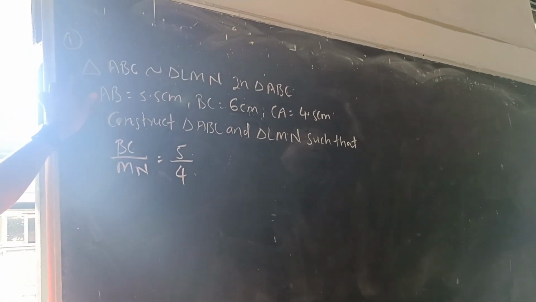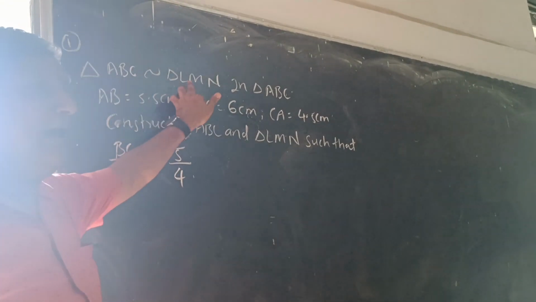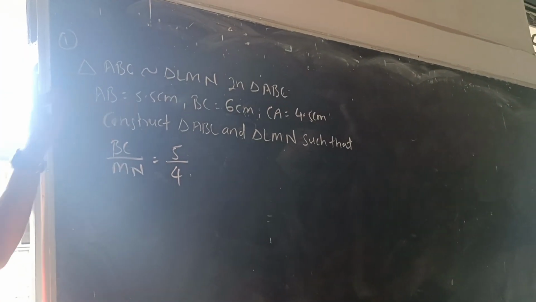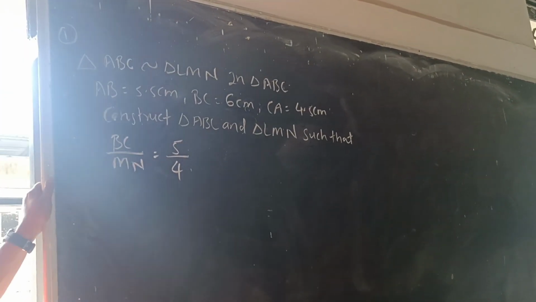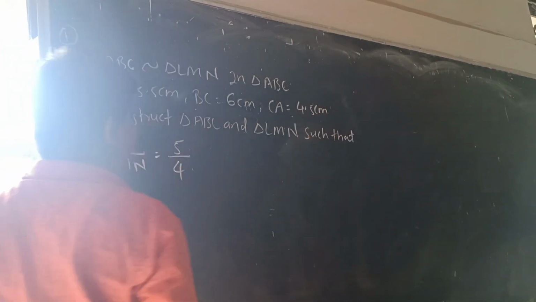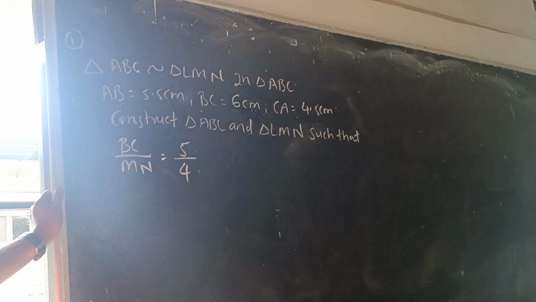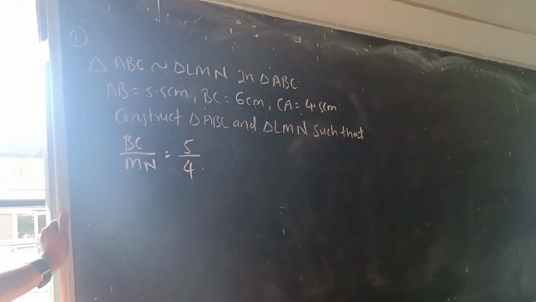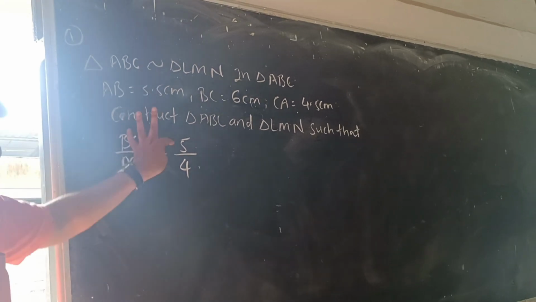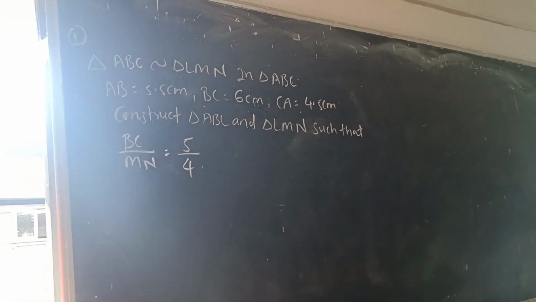Triangle ABC, similar triangle element. In triangle ABC, AB is equal to 5.5 centimeter, BC 6 centimeter, CA 4.5 centimeter, and construct triangle ABC and triangle LMN such that BC upon MN is equal to 5 upon 4.